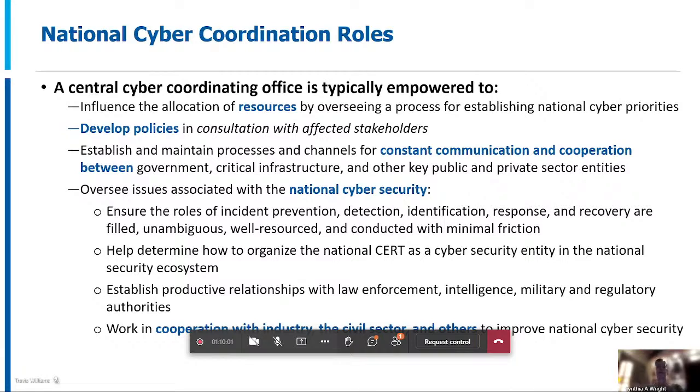They typically help determine how to organize the national CERT, and they may or may not oversee it. And they are also typically charged with establishing those productive relationships with law enforcement, the intelligence community, military and regulatory authorities who often have a role in major cyber incidents. And in all of these areas, it's very important that they work in cooperation with industry, civil sector, and others to stay on the same sheet of music with regard to national cybersecurity. Next slide.